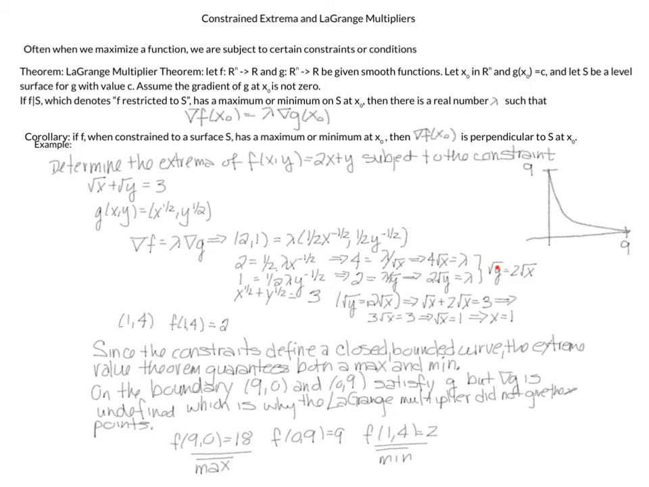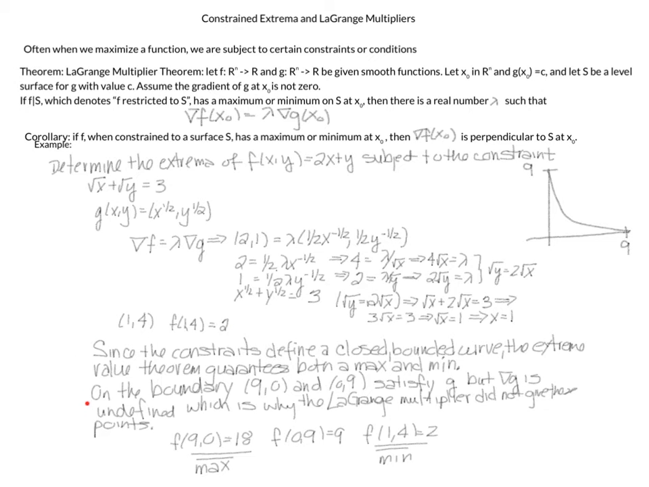So I have square root of y is equal to 2x, the square root of x. I plug that into this equation here, and what I get is that x is equal to 1. And when x is equal to 1, y is equal to 4. So I have this point, f of 1, 4, which is equal to 2.